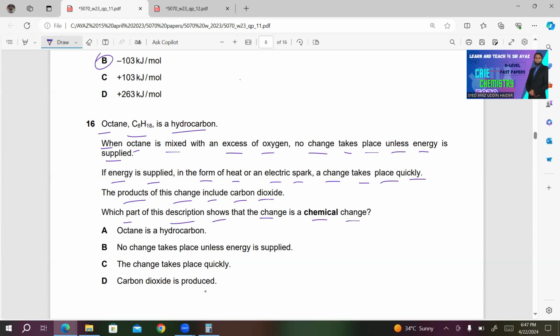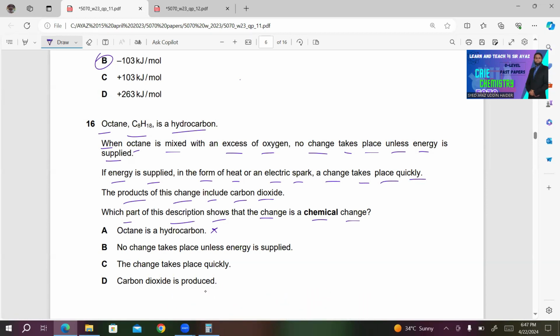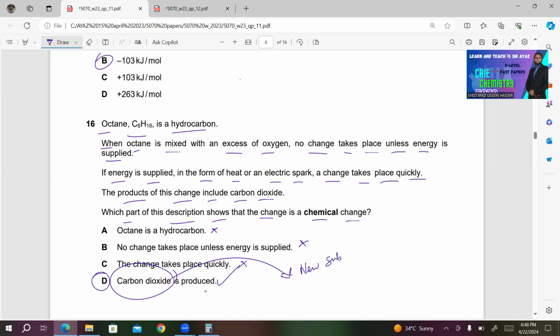So in A, octane is a hydrocarbon. This statement does not suggest that it's a chemical change. B, no change takes place unless energy is supplied. This also is an incorrect statement. C, the change takes place quickly. This is also incorrect. D, carbon dioxide is produced. This is the correct statement because we have a new substance produced.